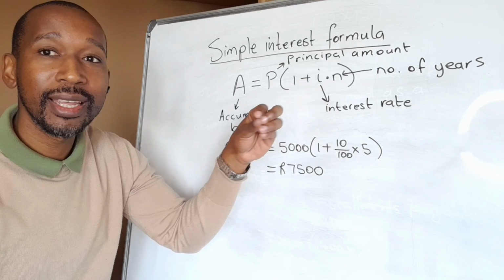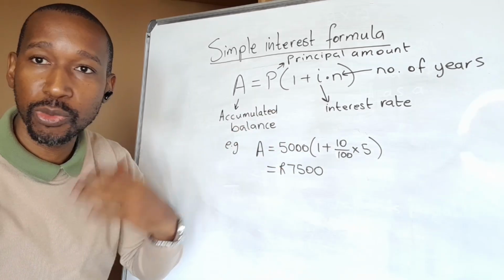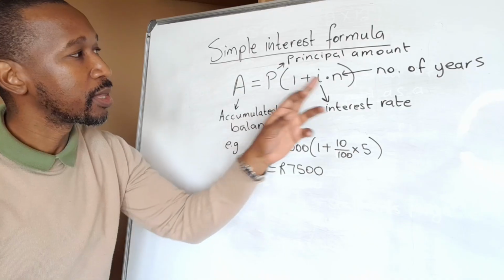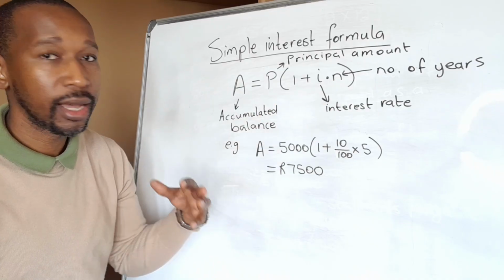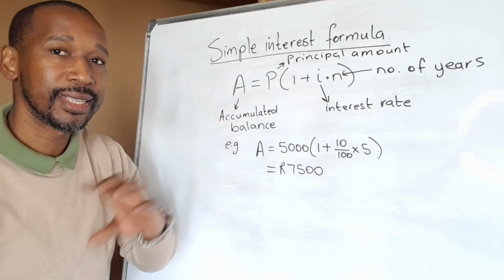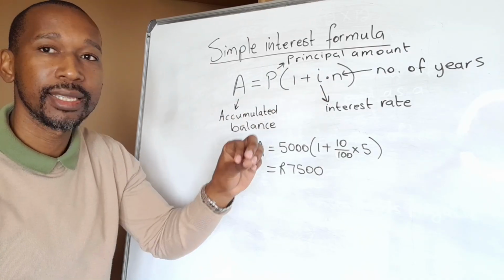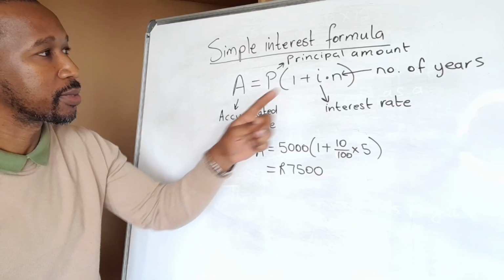Then here will be the number of years. So simple interest, we will be calculating over years. So the number of years will be here, except for the cases where it's less than a year. So we would have a number less than a year. We'll talk about that in the examples.